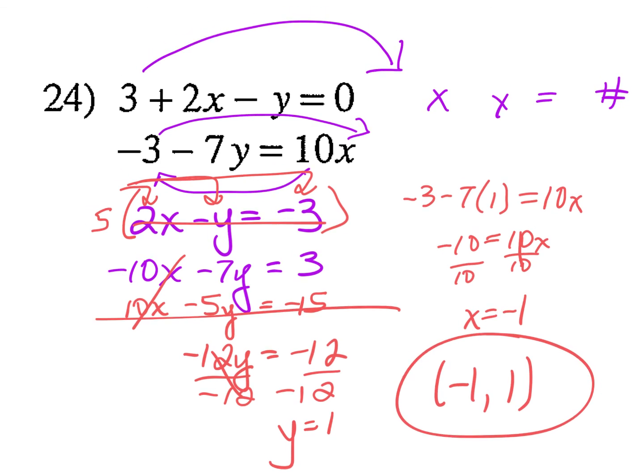And I'm going to go back real quick and check. So I had -1 for my x value. 3 plus 2 times -1 is -2 minus 1. So 3 minus 2 minus 1 is 0, yes. Then in the bottom one, I have -3 minus 7 gives me -10. And then on the other side, when I multiply 10 times -1, I get -10. So that works. Any questions you guys have on any of the elimination ones, go ahead and bring to me tomorrow in class, and we will go over it.